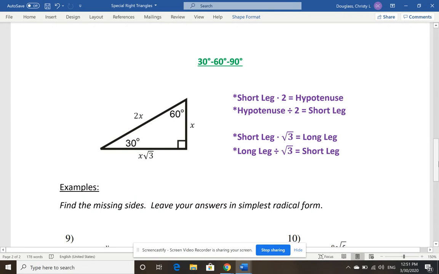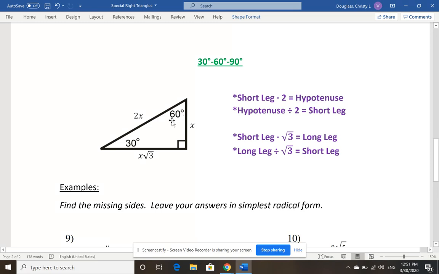So if you haven't already, you might want to pause, take a picture of this 30, 60, 90 triangle situation and the notes we have here, or write this down. This is invaluable for you as long as you remember which leg is the short leg, which is the one opposite your smallest angle.